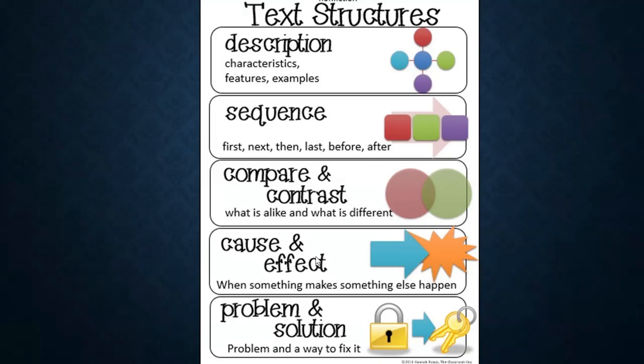Compare and contrast is what it's like and how it's different, just like I was telling you about the bear and the alligator. Cause and effect is when something makes something else happen. That's the text structure. And problem and solution is a problem and the way to fix it. Okay. The two students were arguing. They came up with a plan to work together. So they had a problem, but they came up with a way to fix it. And these text structures will tell you about any story you're going to read in nonfiction.